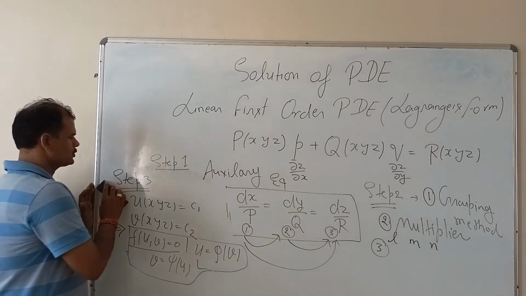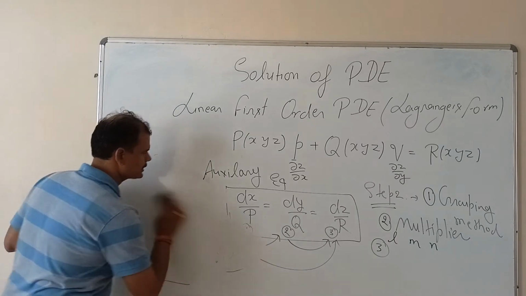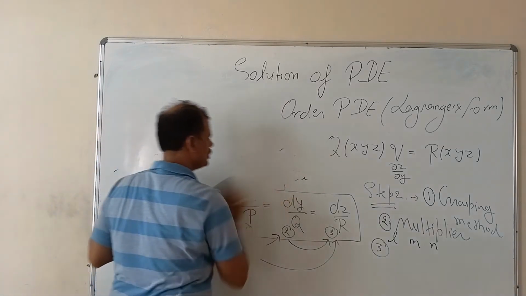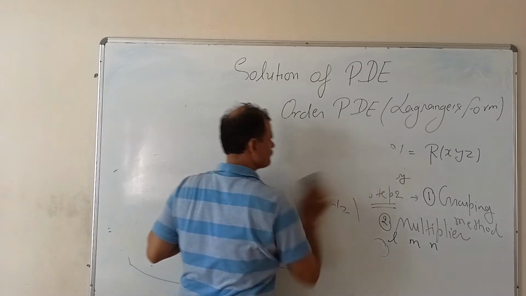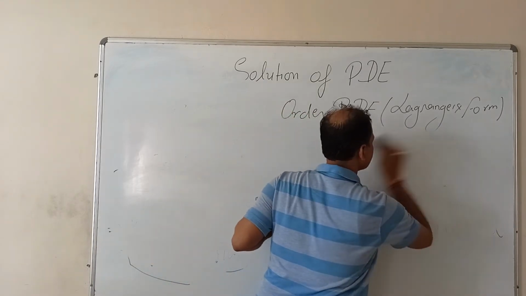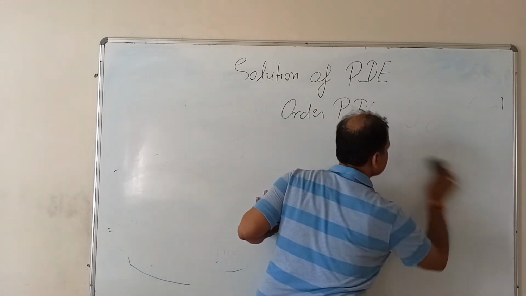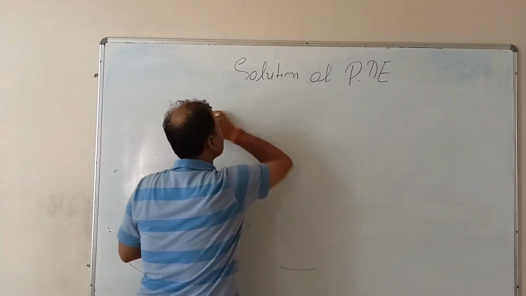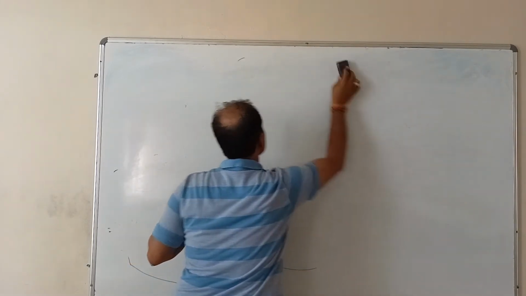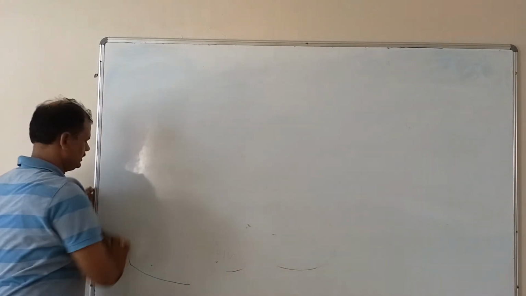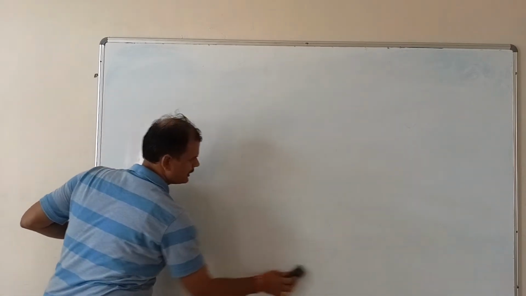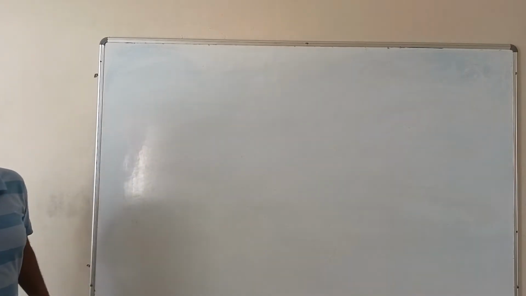Now let us try to solve it. Let us take some problems and see how to solve this PDE using the grouping method or the multiplier method. We can get one solution by the grouping method and one by the multiplier method, whatever is possible. Let us take problems.